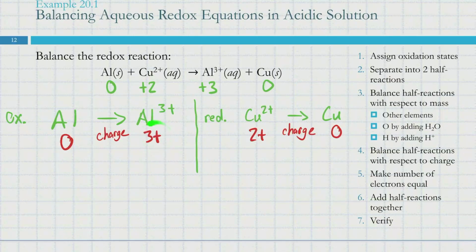Since we've got a +3 on our aluminum ion side, we can add 3 negative charges to cancel out that 3 plus and make it 0 charge. We can do the same idea for our reduction half reaction. We've got a 2 plus charge on our copper. We can add 2 electrons to make that charge also 0.